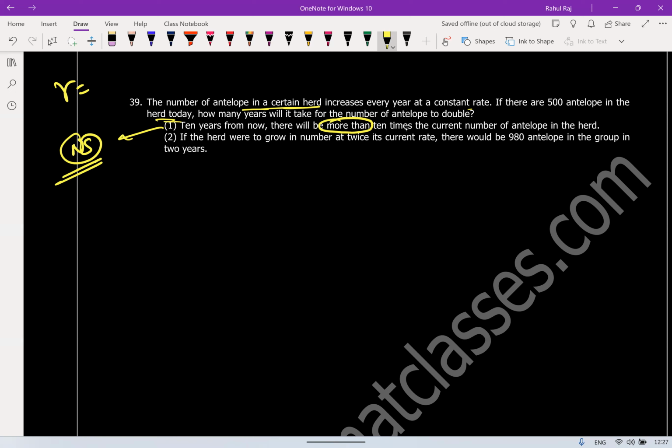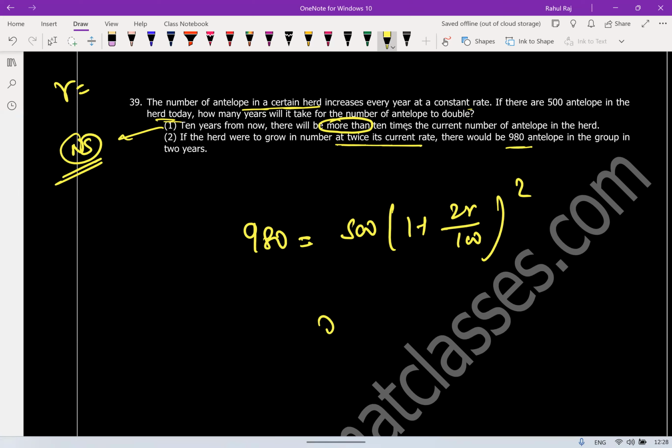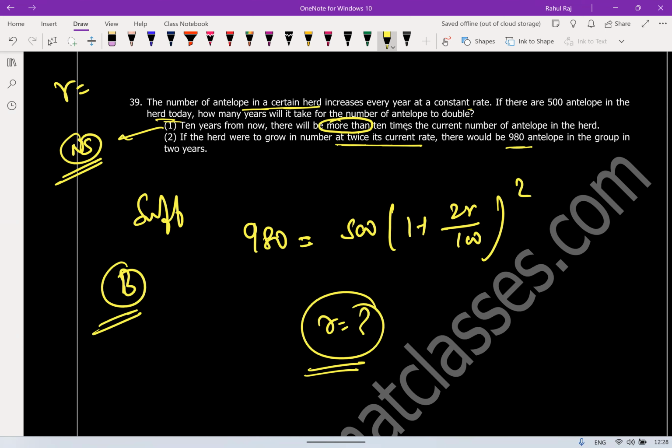Now the second statement says if the herd were to grow in number at twice its current rate, there could be 980 antelope in the group in 2 years. So 980 it will be in 2 years. Initial was 500, 1 plus twice the rate by 100 in 2 years. You will get the value of R. Once you get the value of R, you can tell how much time it will take to double, triple, and all these things. So it is sufficient. You don't have to solve it. B is the answer. That's all. Clear?